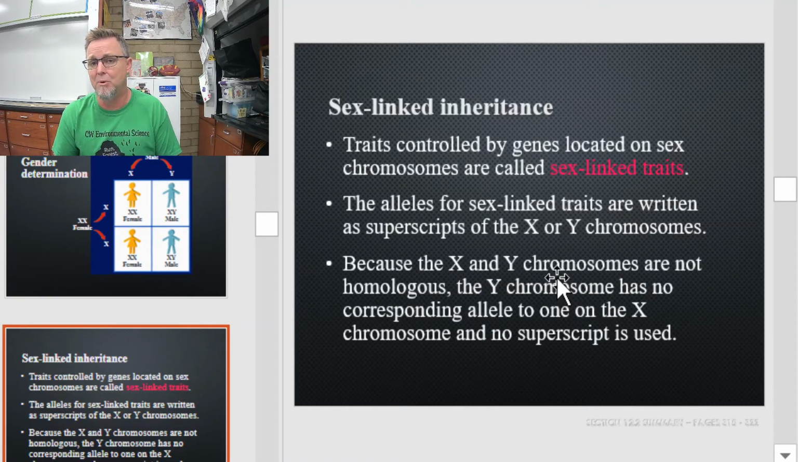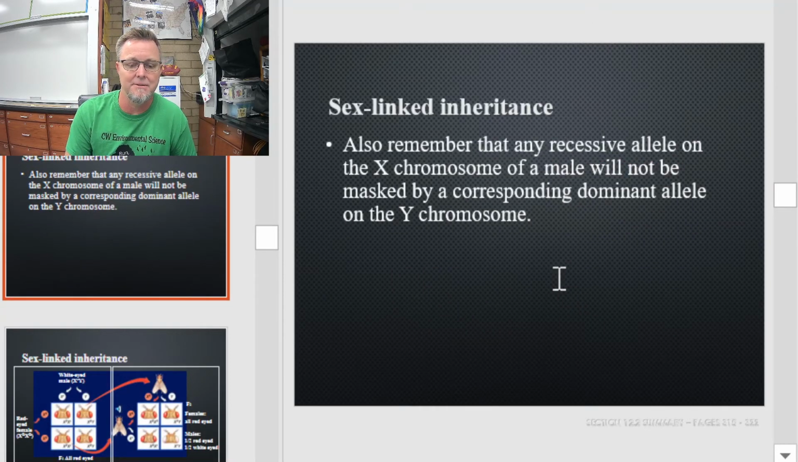If you're a boy, you get your X chromosome from your mom and your Y chromosome from your dad. So if mom gives you a defective gene on an X chromosome, well, it's yours, right? And there's nothing that you can do to hide it, okay?